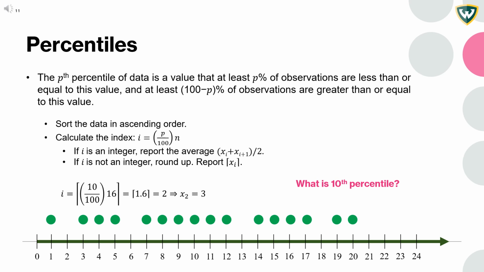We start by finding the index I by dividing 10 by 100 and multiplying it by the sample size, which is 16. The index is equal to 1.6, which is not an integer. We round it up to 2, and report our 10th percentile as 3, which is the value of the second observation in our sample.